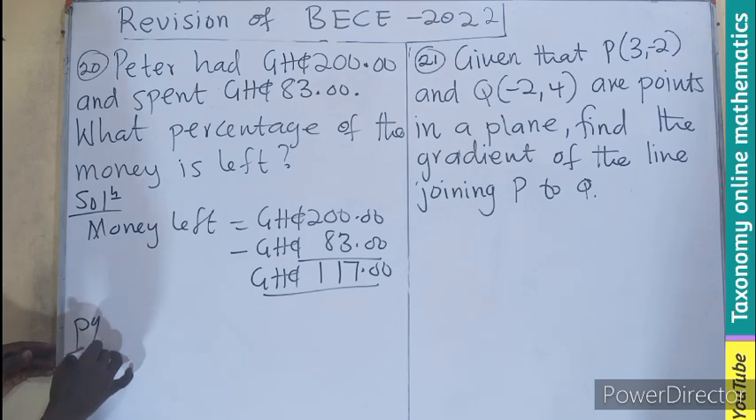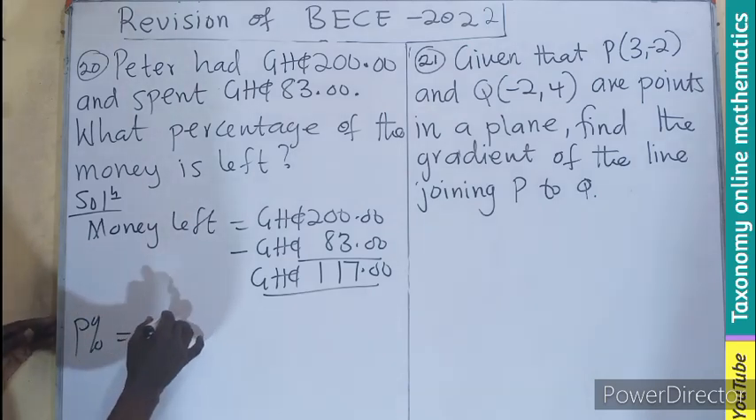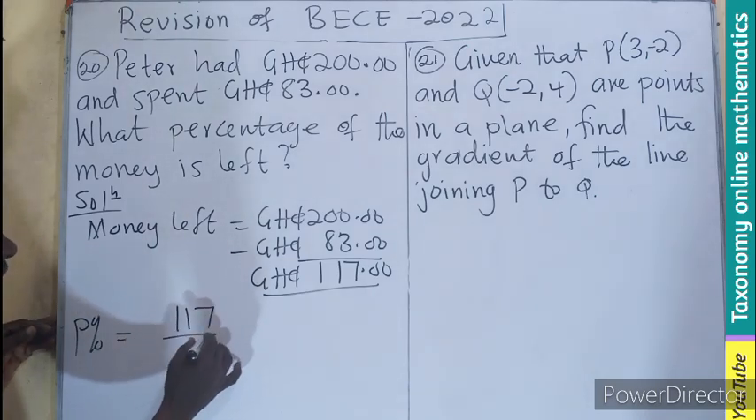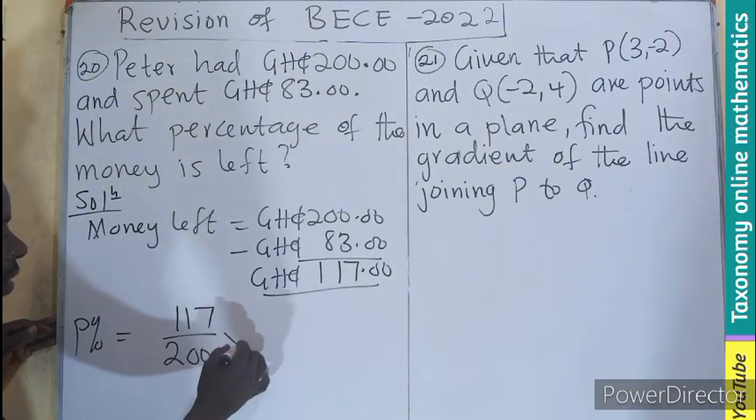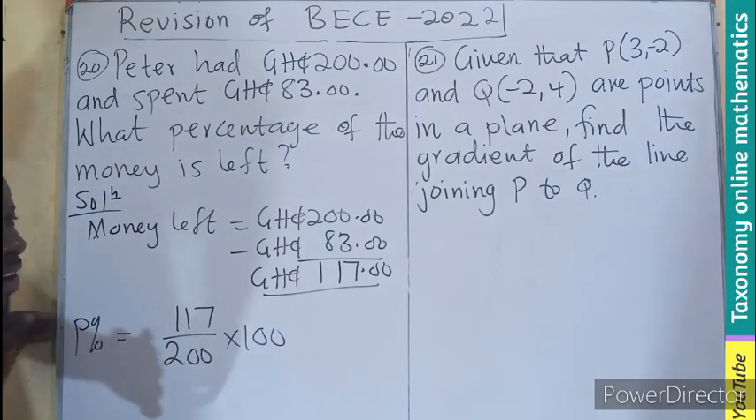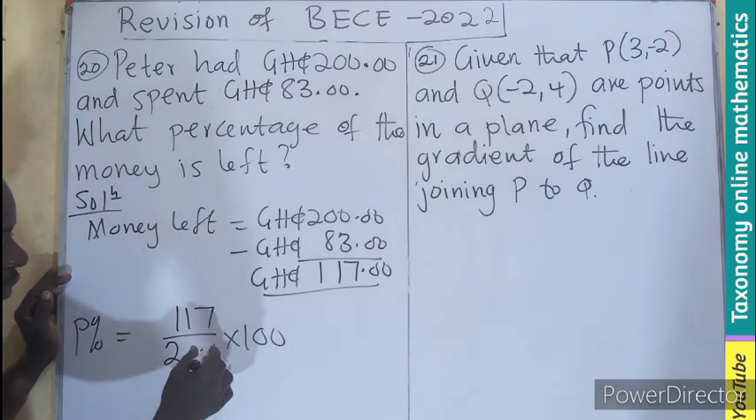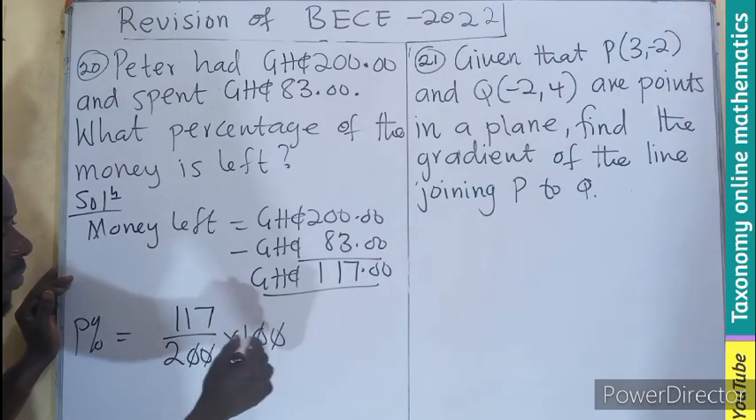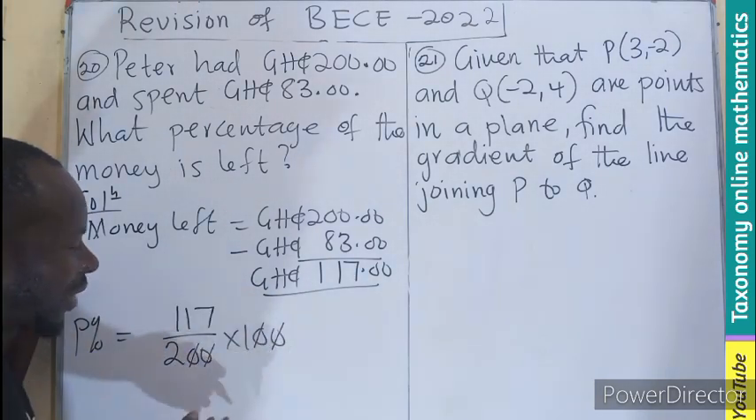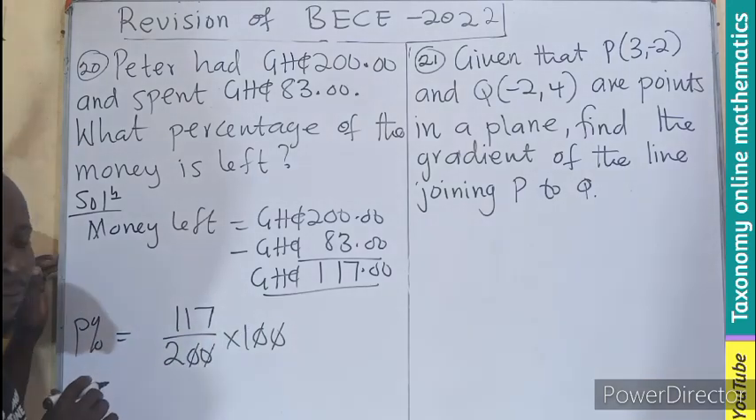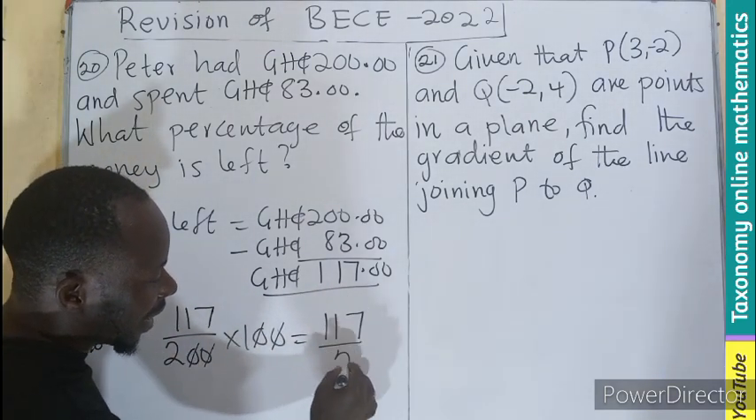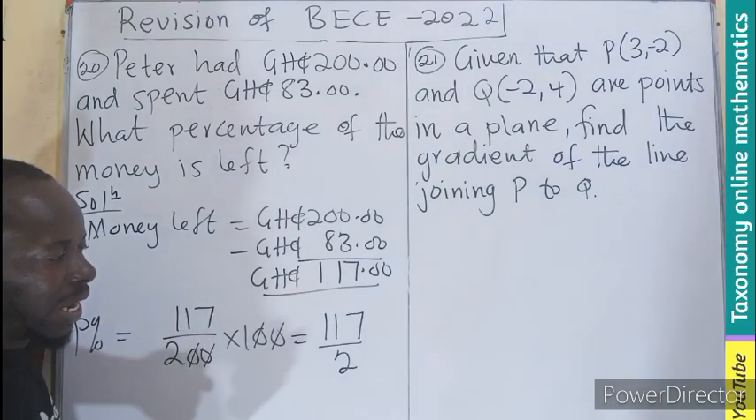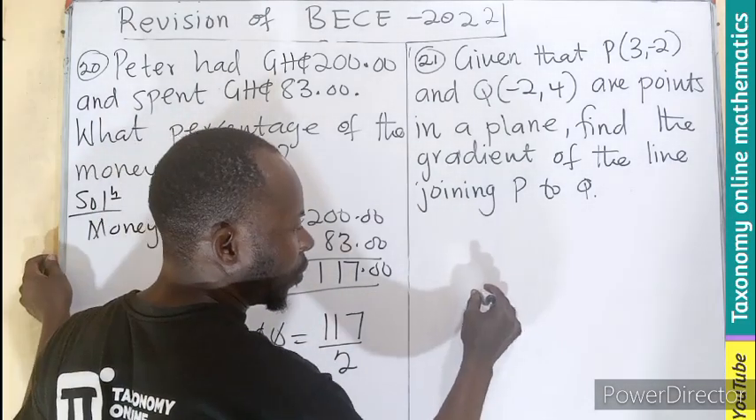So percentage of money left is the money left, 117, divided by the money we have at hand, 200, times the 100%. So we know these two zeros can easily be cancelled since this is a numerator, this is a denominator. So you're left with only 117 divided by 2. How do we do that? We can do long division, no problem.